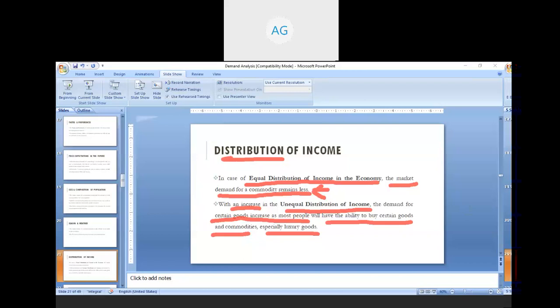So this is the last topic of today's class. This concludes the determinants of demand topic. We will discuss the next topics of demand in our next class.